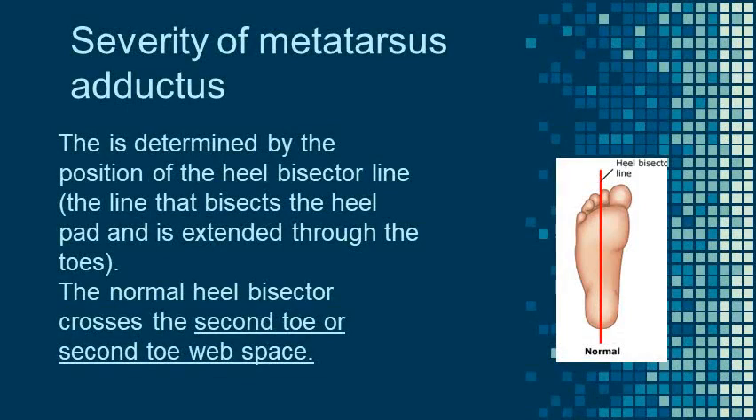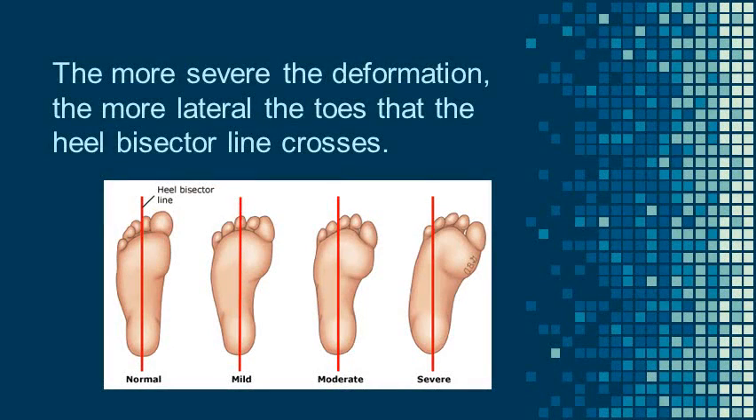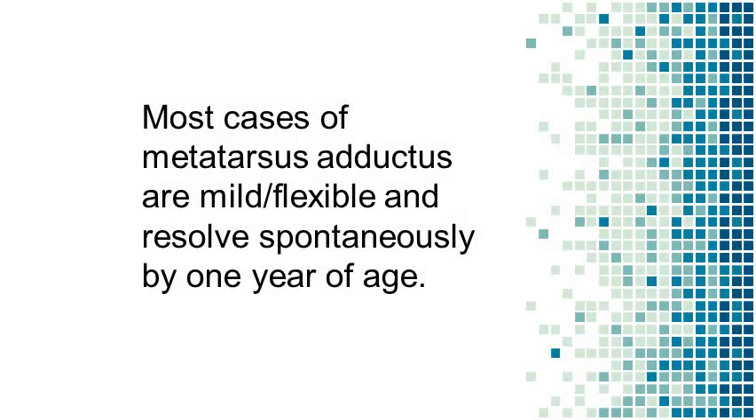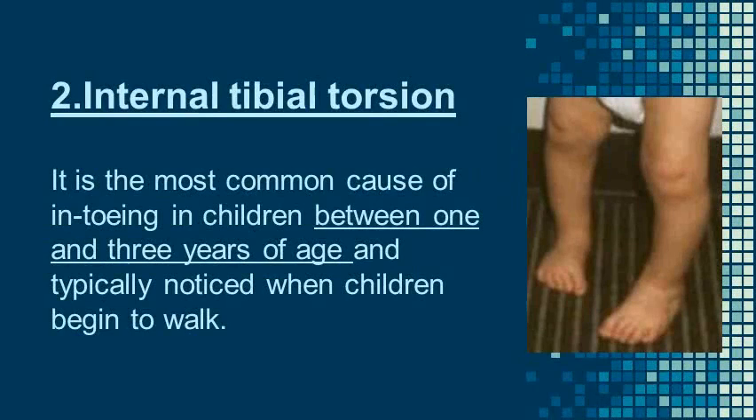The severity of the metatarsus adductus is determined by the position of the heel bisector line. It is a line that bisects the heel pad and is extended through the toes. The normal heel bisector line crosses the second toe or second toe web space. The more severe the deformation, the more lateral the toes that the heel bisector line crosses. Most cases of metatarsus adductus are mild and flexible and they resolve spontaneously by 1 year of age.